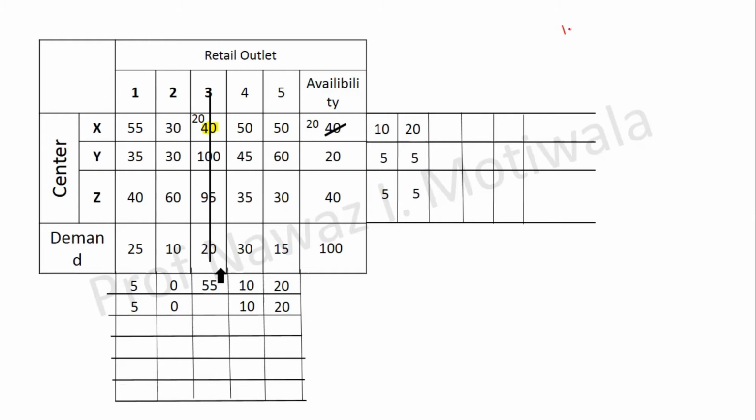The first tie was on penalty. Now in the maximum penalty there is a tie. So if there is a tie, you have to check for the minimum cost. And if there is a tie in the minimum cost also, then you have to see the allotments, wherever you can allot more. Now let us see here.